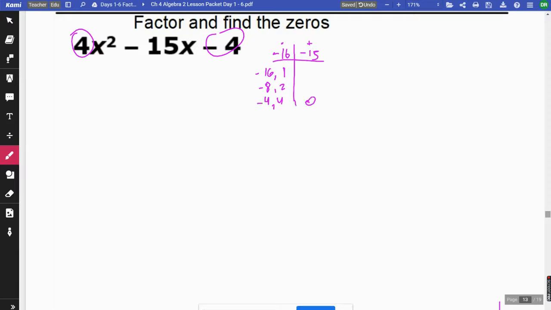This one gives me 0 if I add them. This one gives me a -6. This one gives me a -15. That's the one we want. So grouping would look like this. We just take these two numbers, and that's what -15 splits into, -16x and 1x. So this would be 4x squared minus 16x plus 1x, and then our last term, minus 4.